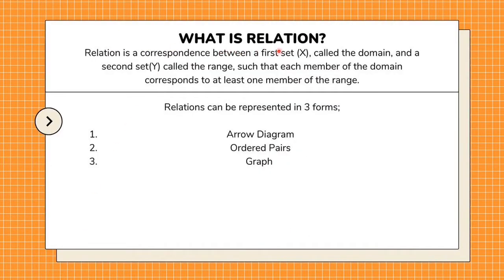What is relation? Relation is a correspondence between a first set X, called the domain, and a second set Y, called the range, such that each member of the domain corresponds to at least one member of the range. Relations can be represented in three forms, which are arrow diagram, ordered pairs, and graph.